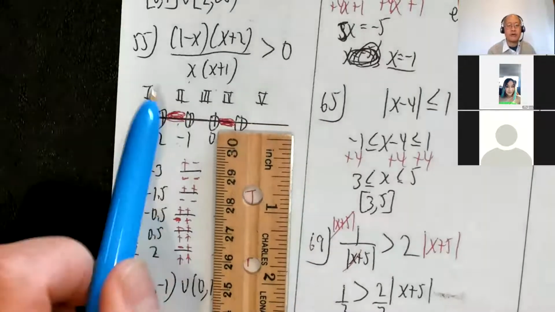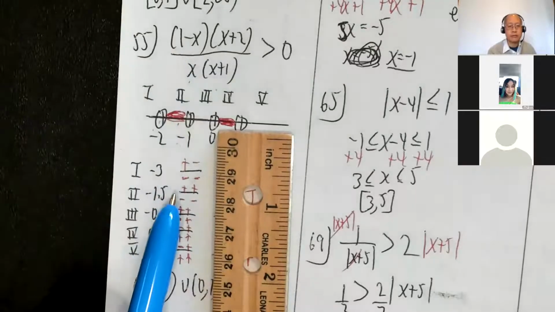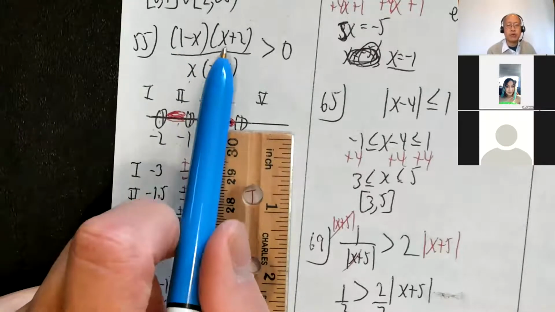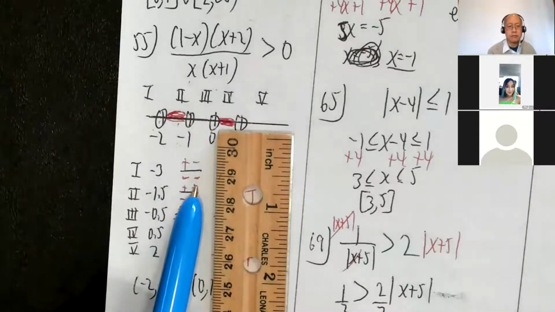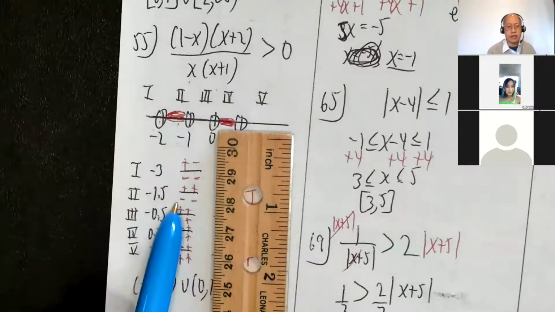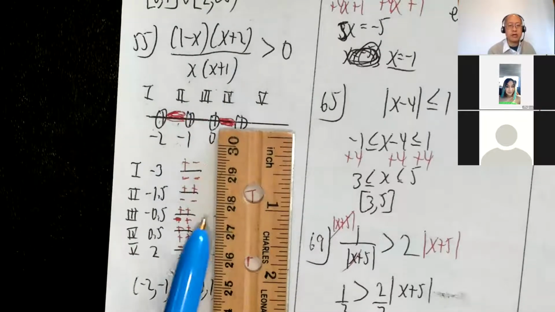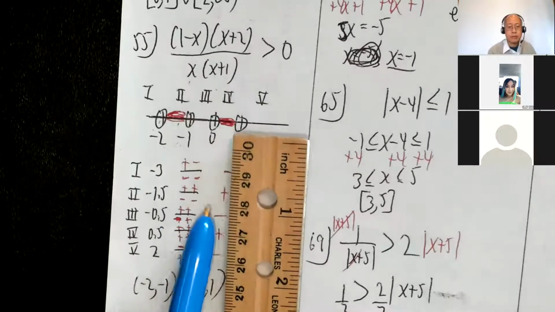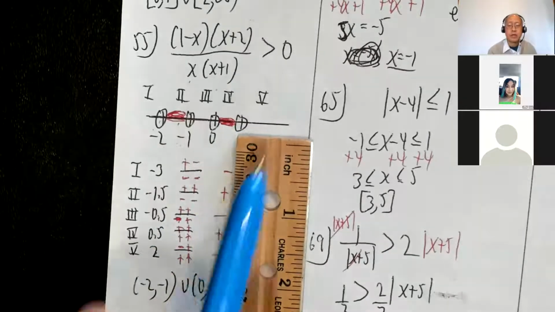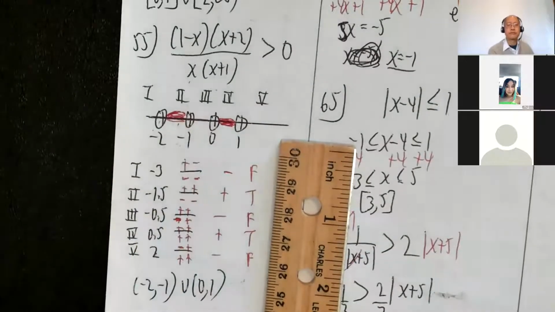Negative 1.5. 1 minus a negative 1.5. That's a double negative. That's a positive. Negative 1.5 plus 2, positive. Negative 1.5 is negative. Negative 1.5 plus 1 is negative. So I'm multiplying and dividing, and I have two negatives. Positive. Positive greater than 0, that's true. Shade in region 2.